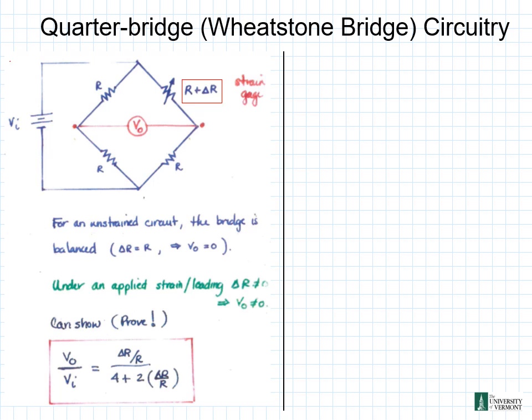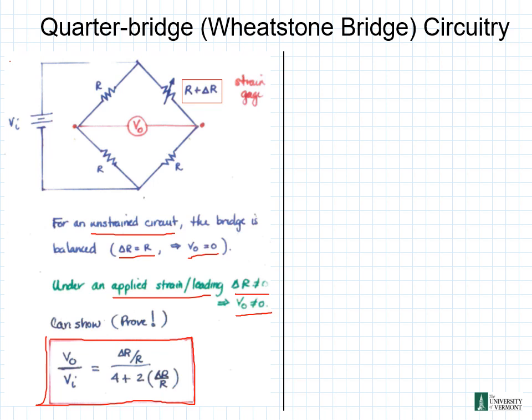Now for an unstrained circuit, the bridge is balanced, so our delta R is equal to 0, and our V naught is equal to 0. But under an applied strain or loading, our delta R cannot be equal to 0, and our V naught is not equal to 0 there. So we have this relationship here that our V naught over V_i is equal to delta R over R, over 4 plus 2 times delta R over R.